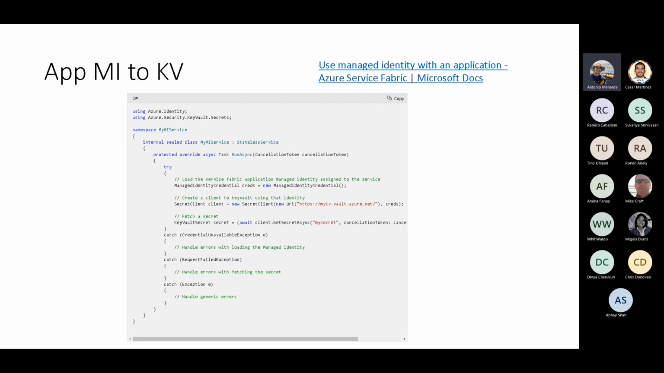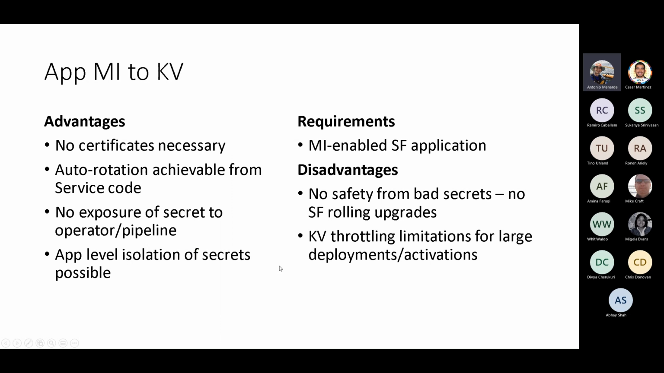In those cases, that secret may be stored in Key Vault, and you can use the application MI to go to Key Vault. So here I have an example of some app code doing that, using managed identity credential, and then going to get the secret here. Advantages of MI are always that no certs are necessary. The identity, the access to the identity is inherent in the architecture.